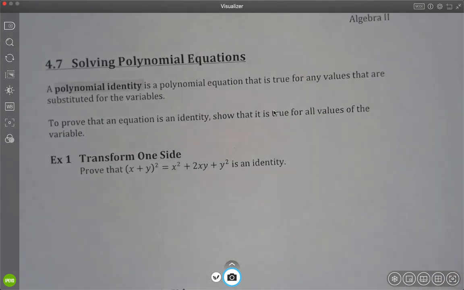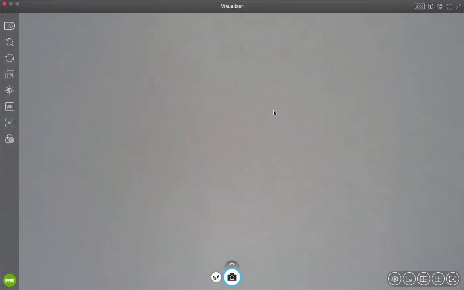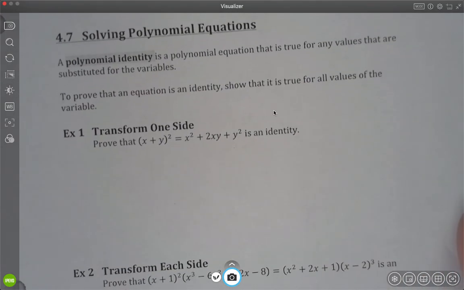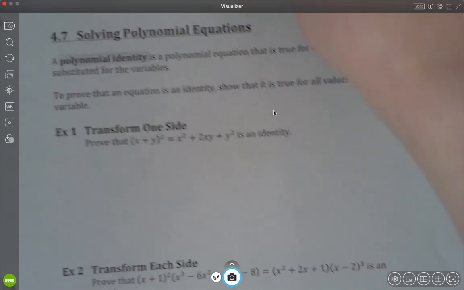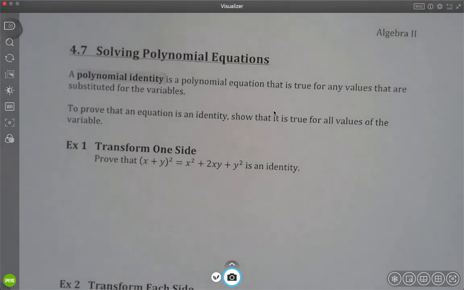4-7 notes has 3 examples and nothing on the back side, so this is just a one-sided notes even. Yay! Your homework assignment is only 6 problems. So that's exciting. Okay? So 4-7, they give you a vocabulary word, polynomial identity, to start with.